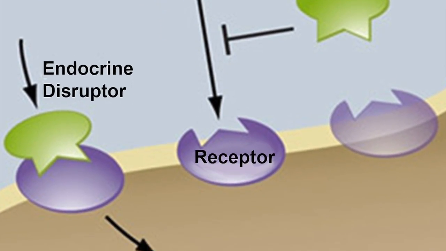So what exactly are endocrine disruptors? They are chemicals that mimic hormones and bind to estrogen receptors. This leads to hormone disruption and birth defects. Endocrine disruptors have many different terms. They are often referred to as xenoestrogens or endocrine disrupting chemicals.